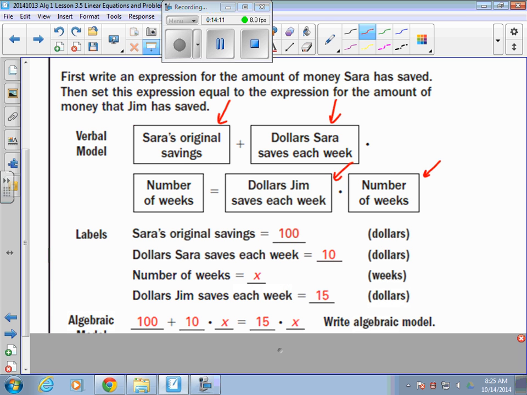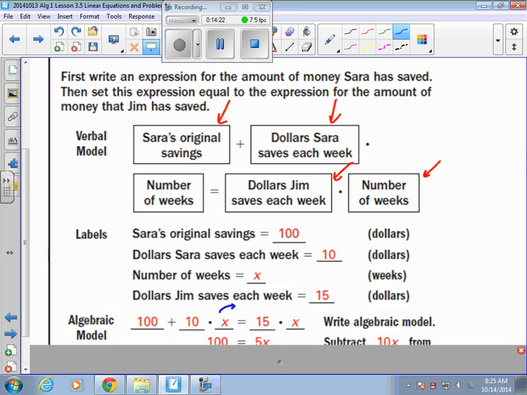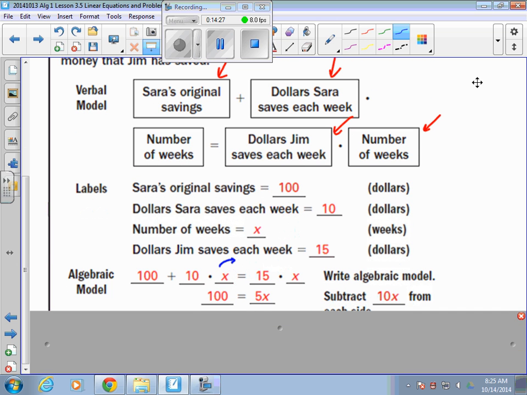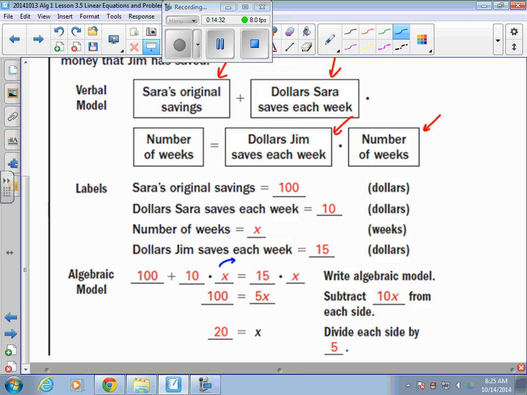You know to collect your variables on the same side. 10 is smaller than 15, so subtract 10x on both sides. When you subtract it on the left, you're going to be left with 100, and when you subtract it on the right, you're going to have 5x. So 100 is equal to 5x. And then when you divide by 5 on both sides, you get x is 20. So in 20 weeks, they will have the same amount of money saved. Even though she's saving $5 less per week, she started with $100. So it's going to take 20 weeks for Jim to catch up and be even with Sarah.